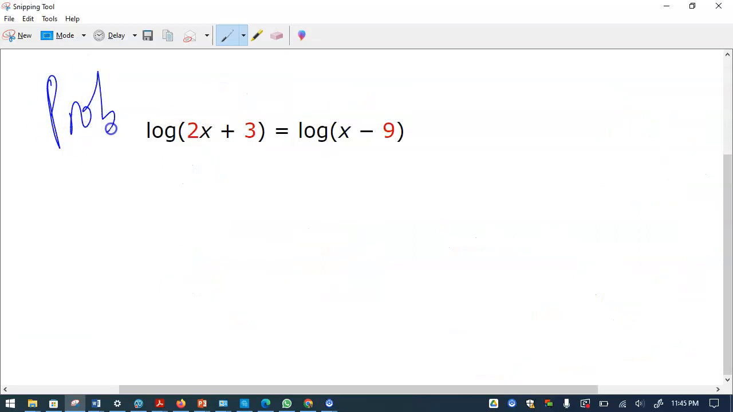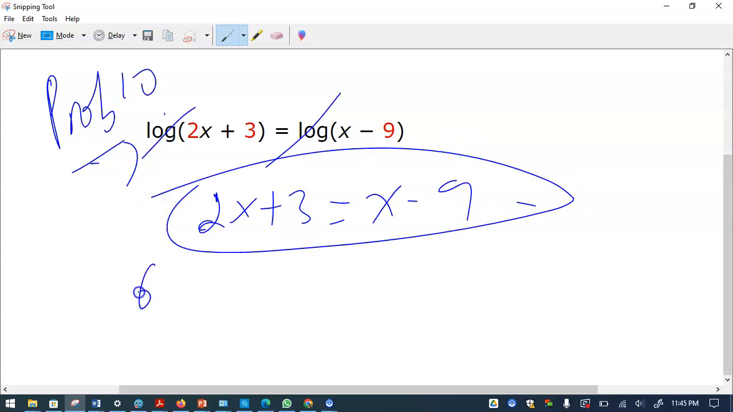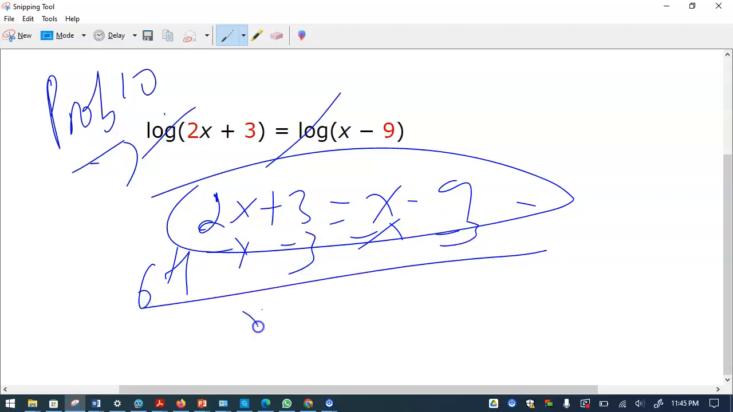Practice problem number 10: sometimes they give you logs on both sides. It's as good as saying, okay, 2x. See? And then you're back to your fifth, sixth grade maths where you just have to subtract x from both sides and subtract 3 from both sides and you get x equals minus 12 and you're done.